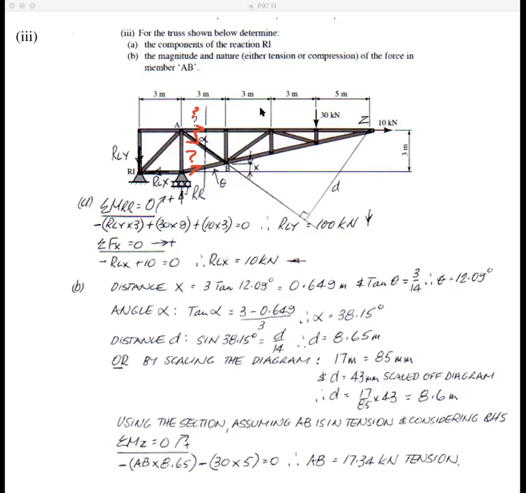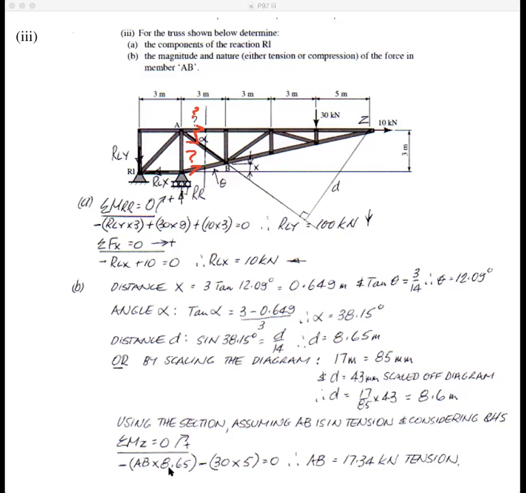Don't forget you can take moments about anywhere, but if you don't want to end up with 2 or 3 unknowns in the equation, if you took moments about that point there, for example, you'd have 3 unknowns in the equation. You'd have that perpendicular distance, and that perpendicular distance. So the idea is to take moments about a point that will eliminate the 2 unknowns that you're not asked to find. So we're taking moments about Z there.